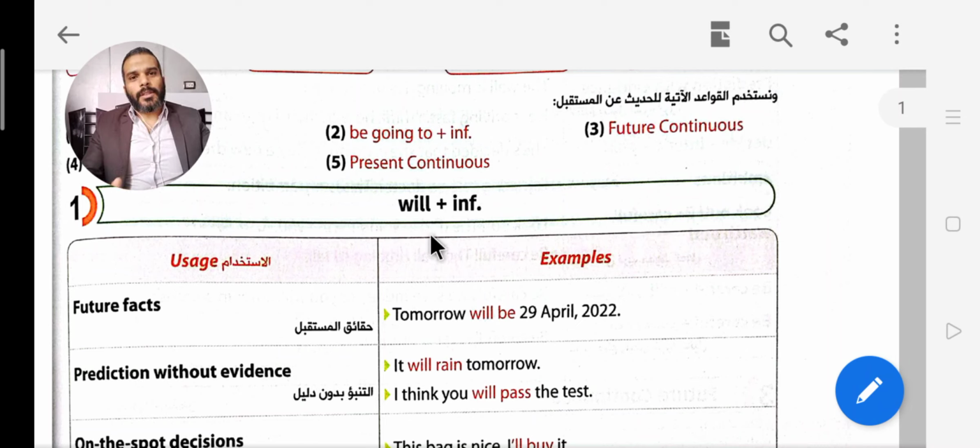We use will to express prediction without evidence. If you want to predict something in the future but you have no evidence, use will. For example, it will rain tomorrow. I think he will pass the test. You want to predict or expect something in the future, but you have no evidence. So use will.